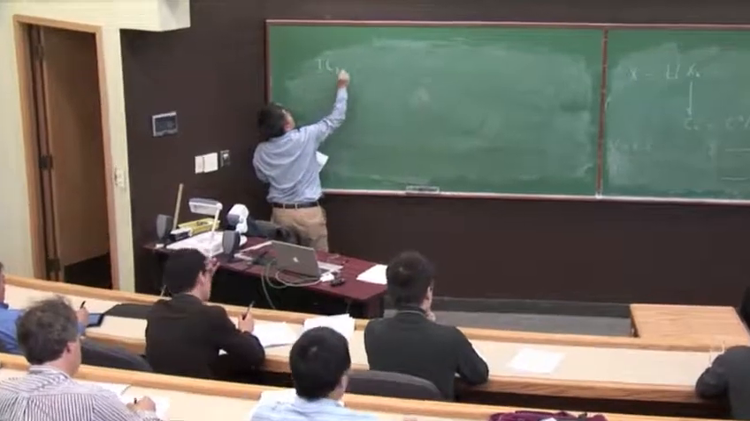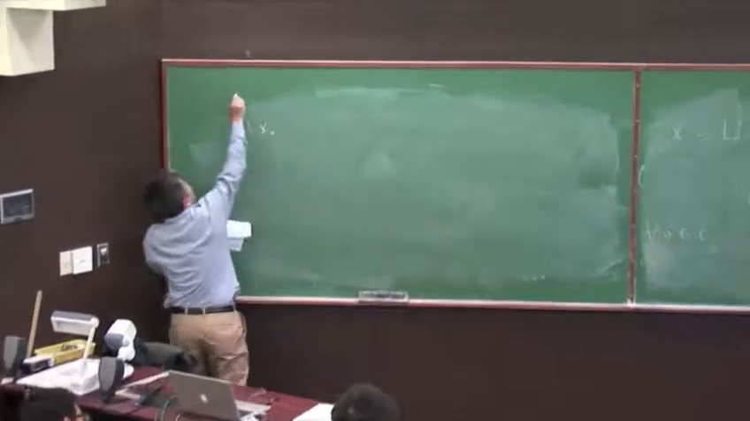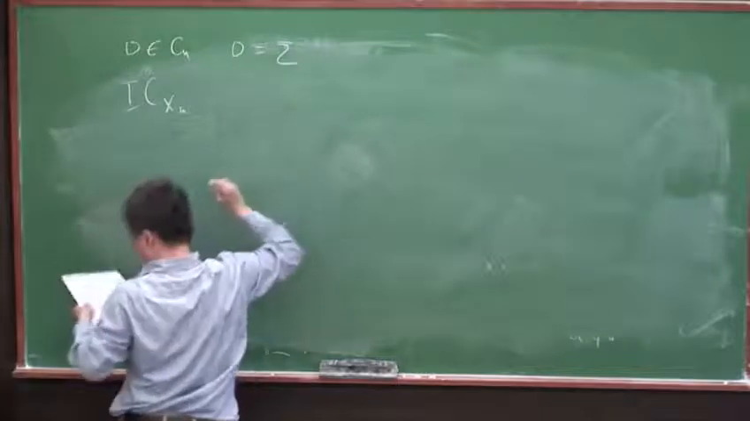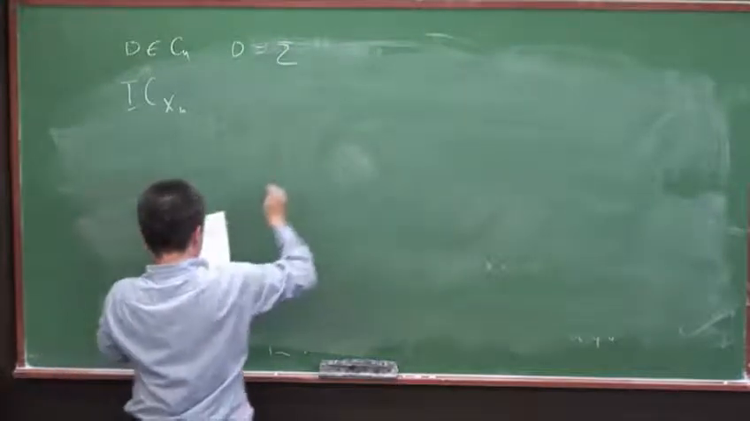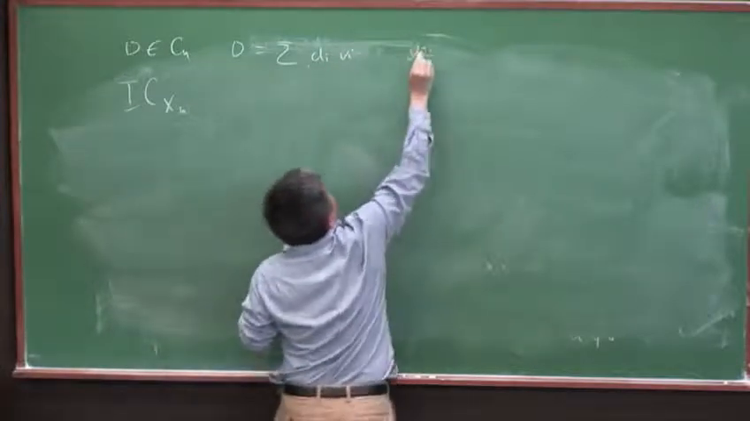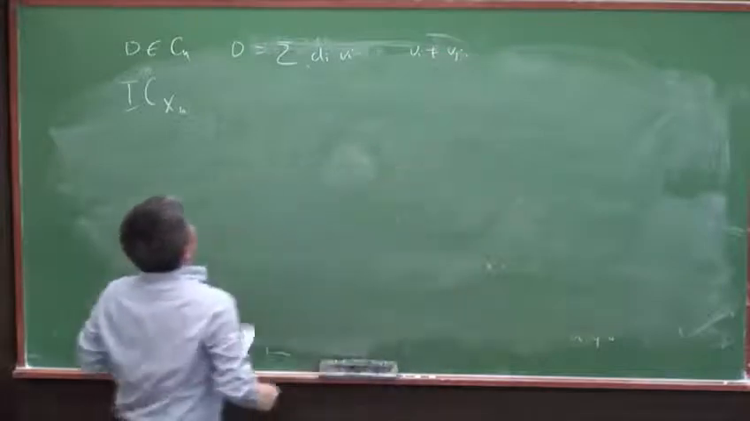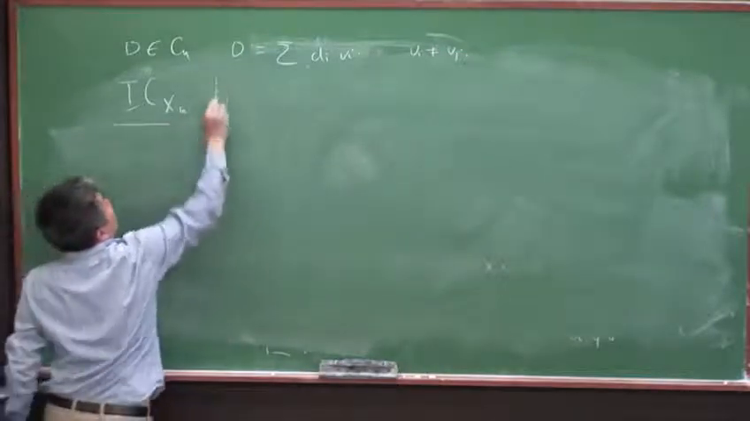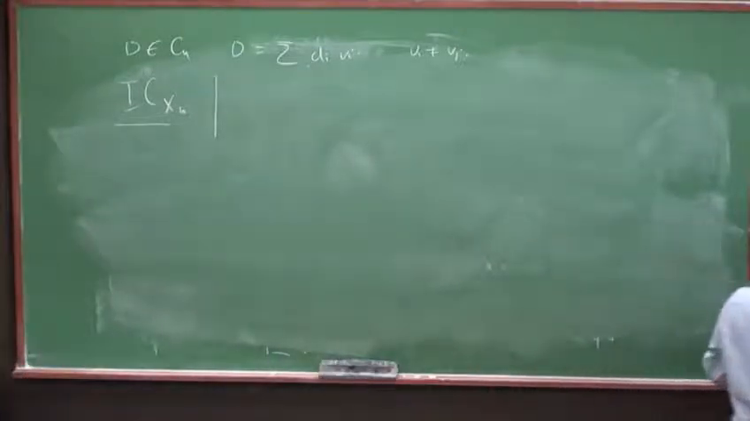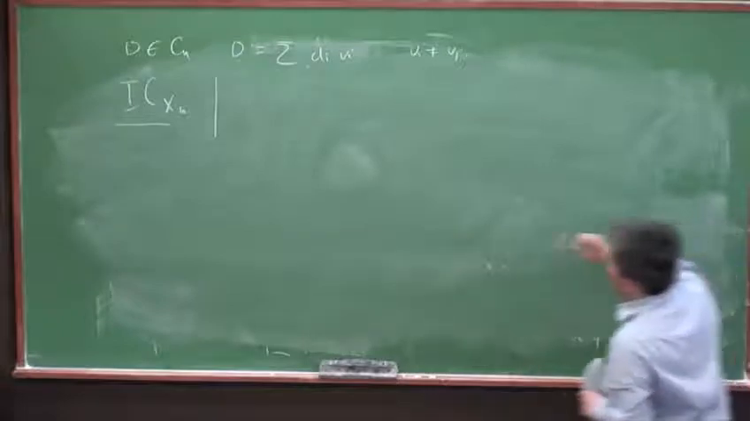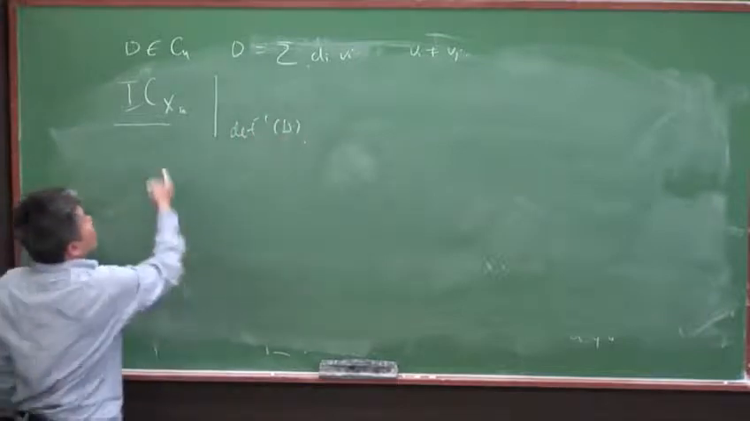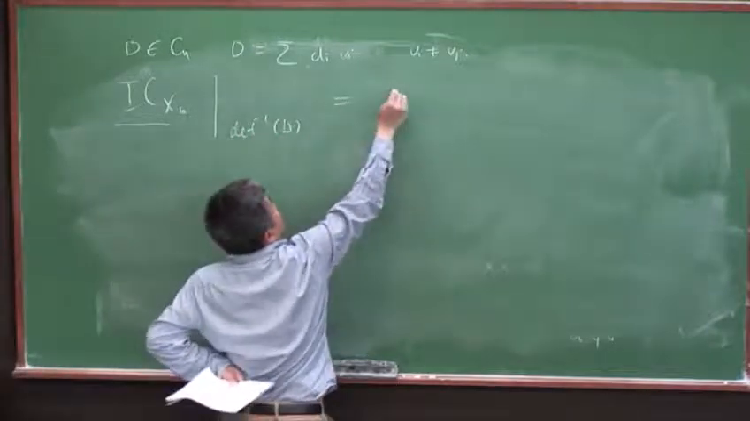IC of Xn, now if you let D be some point in Cn, so D can be part of the sum of points Vi, with Vi different from Vj. Then you can restrict this IC to the fiber over D. So let me now put it this way. And it happens that this is in a problem, see?